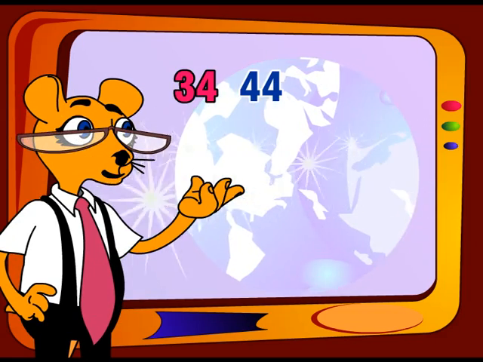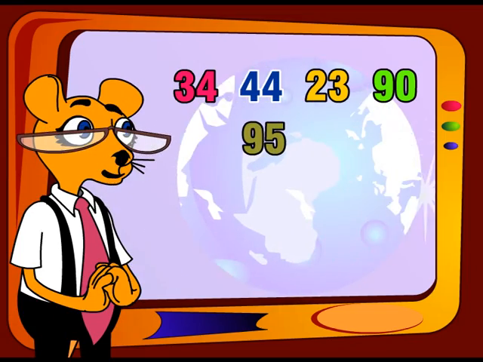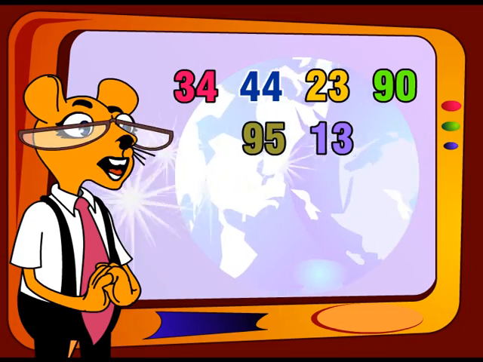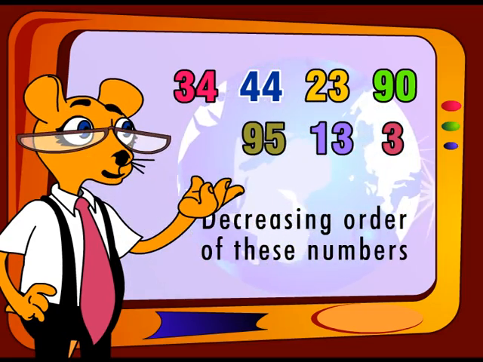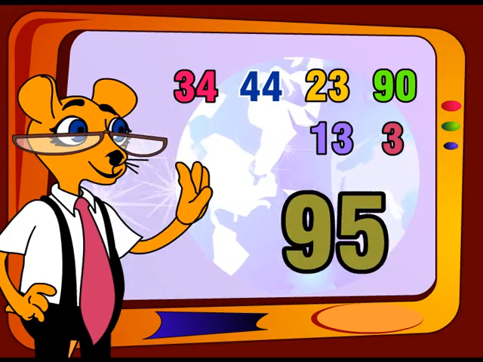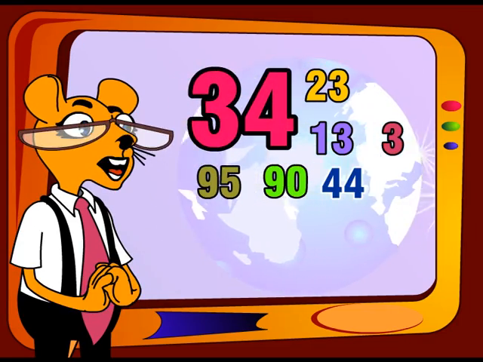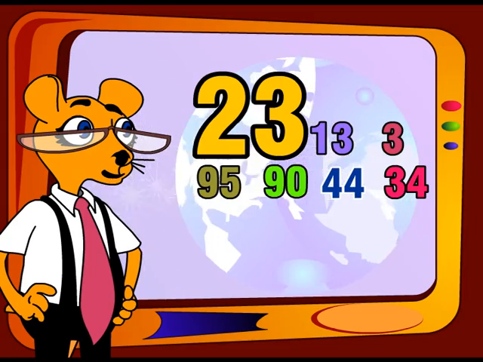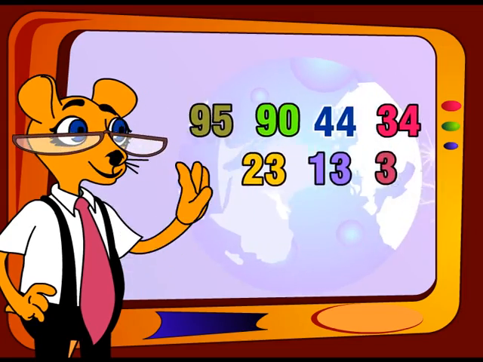34, 44, 23, 90, 95, 13, 3. Decreasing order of these numbers. 95, 90, 44, 34, 23, 13, 3.